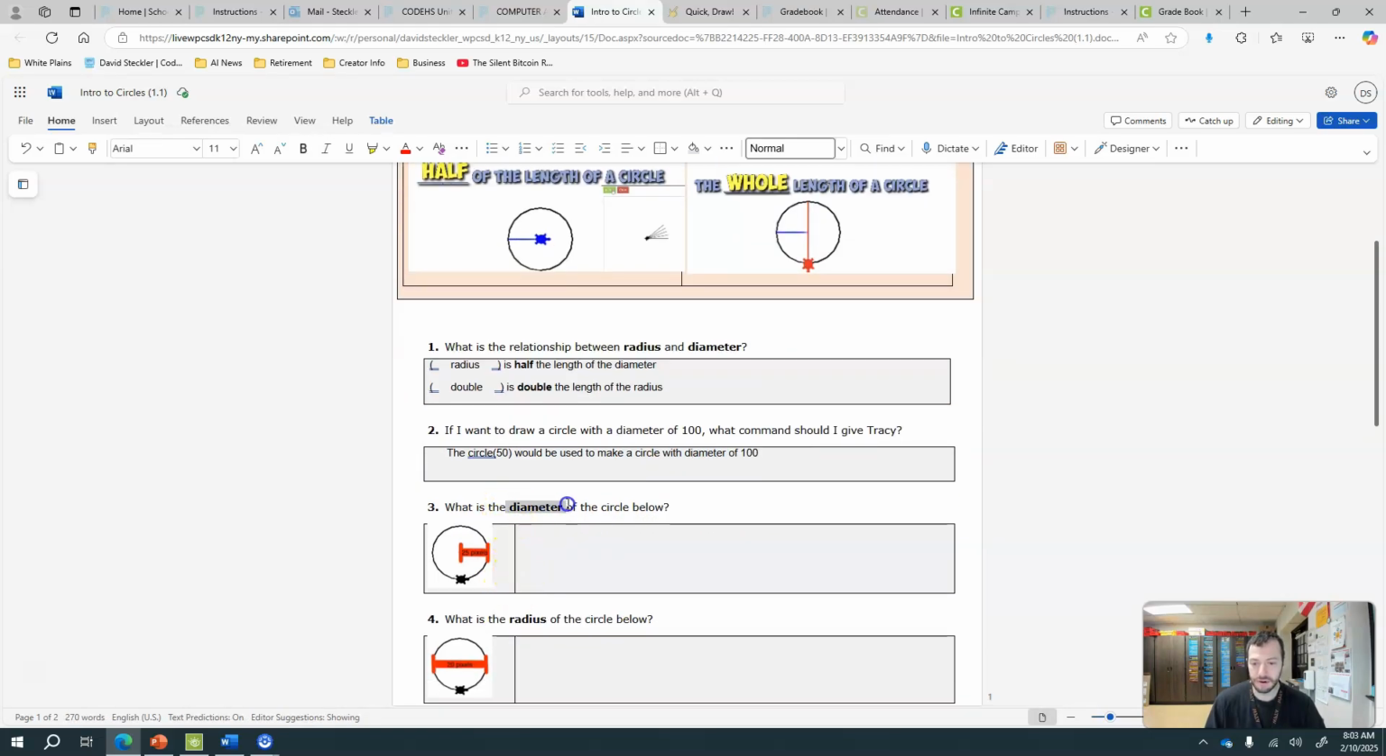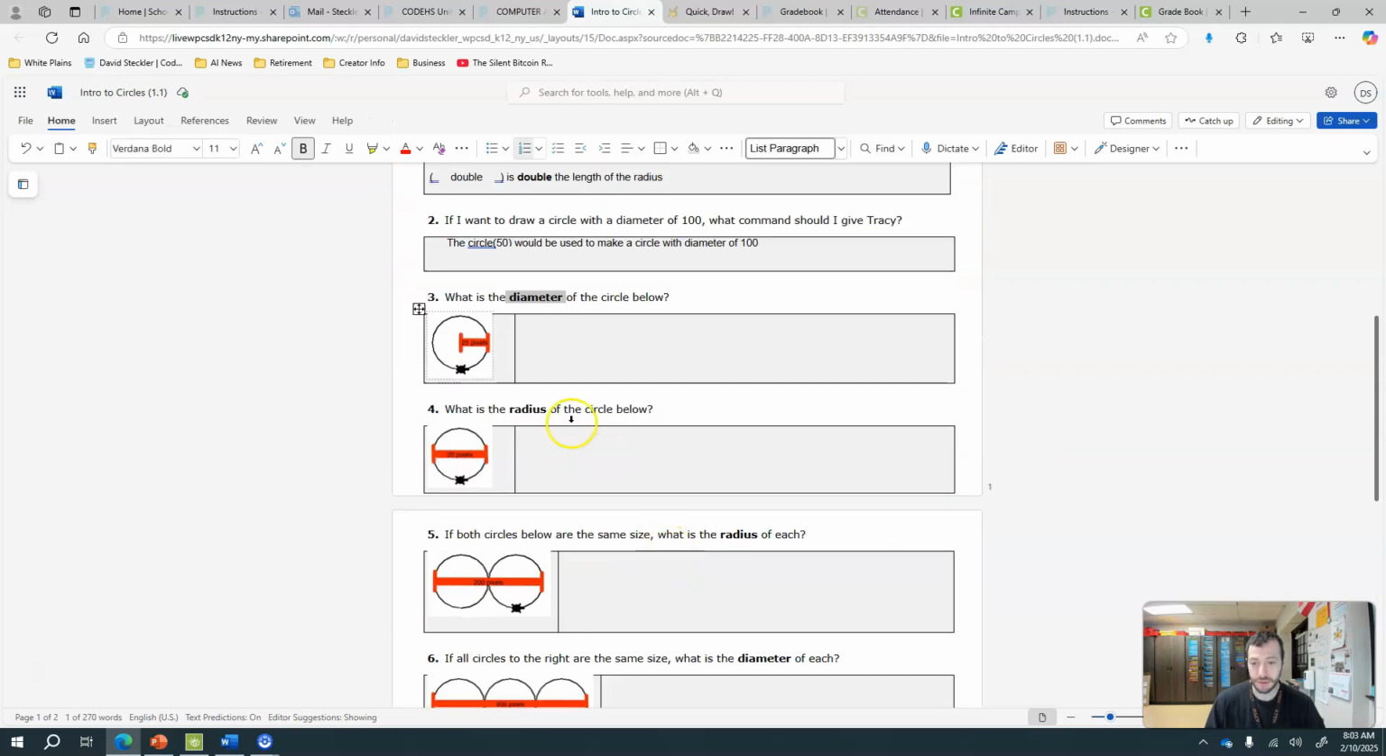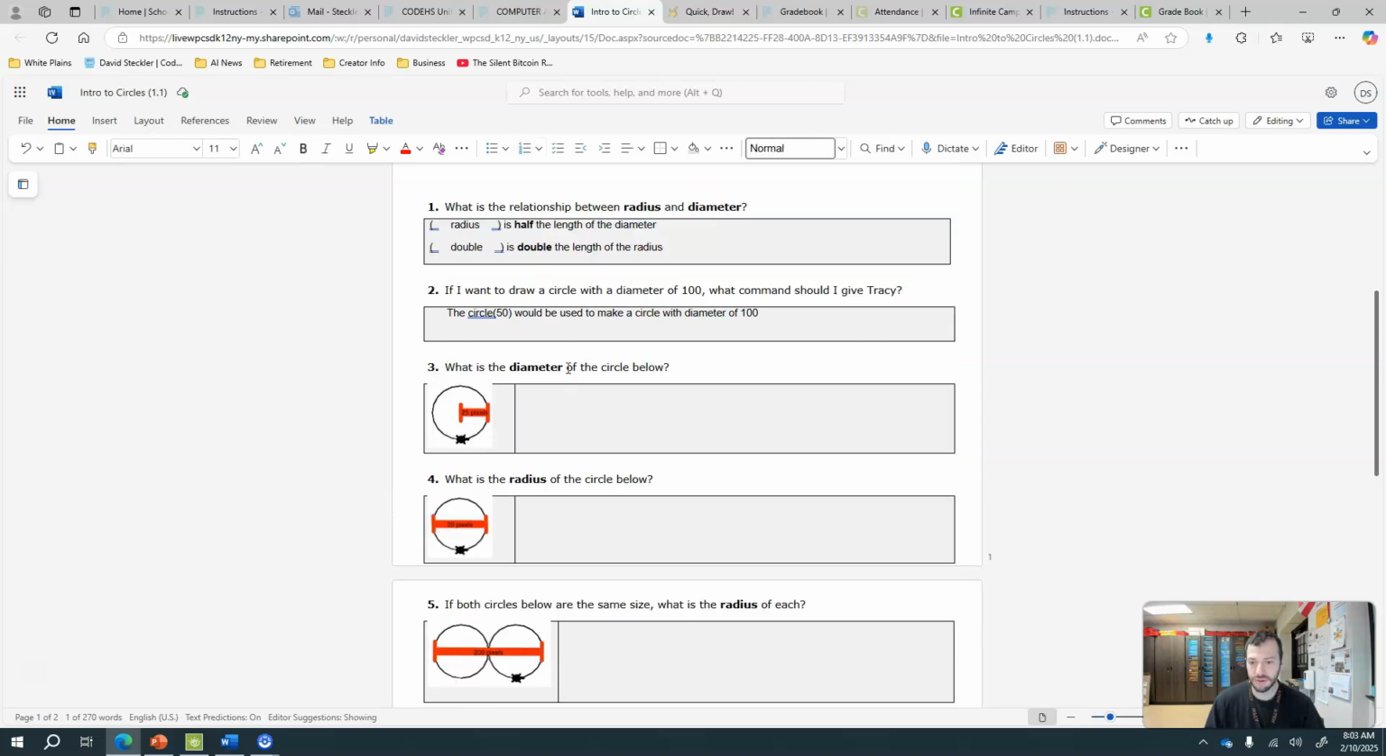What is the diameter of the circle below? We're just going to do a bunch of different examples. So this one has a radius distance of 25 pixels. So the radius is 25, meaning the diameter is 50. Diameter is equal to double the radius.